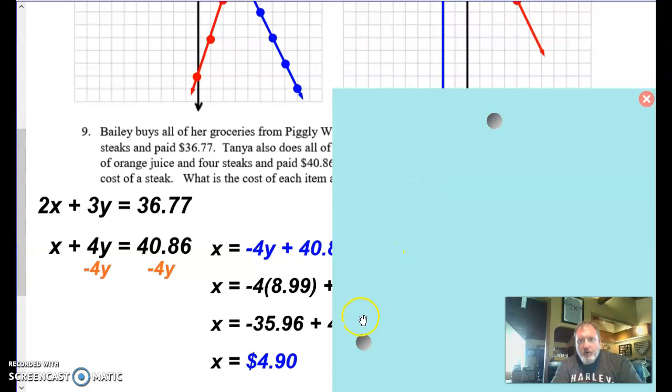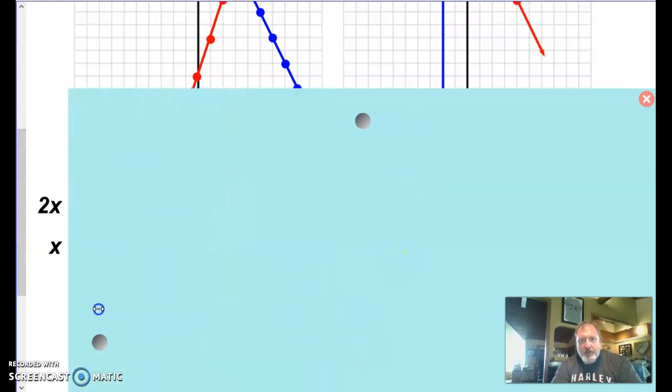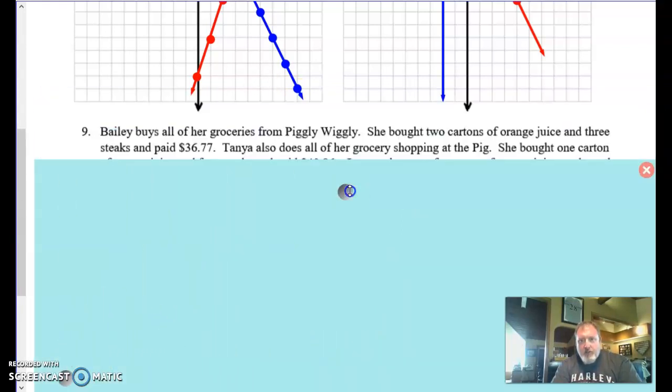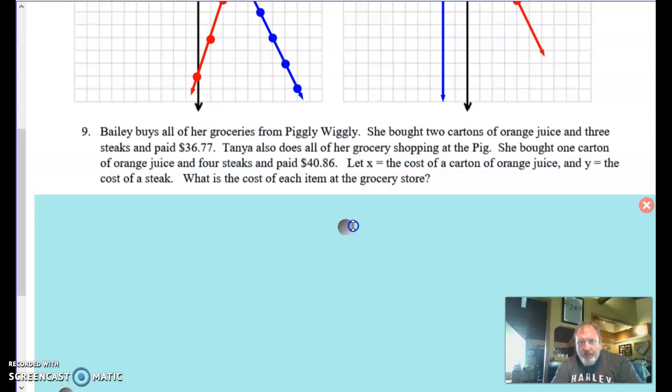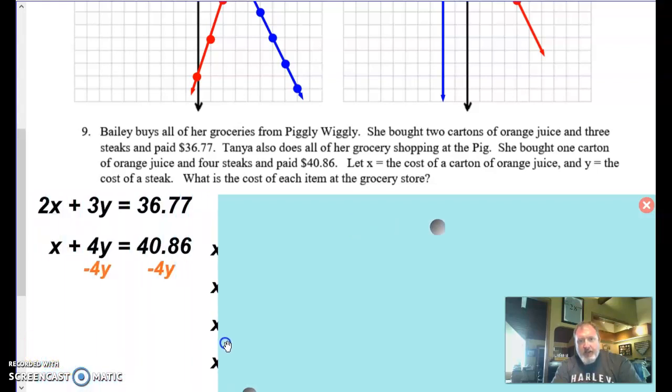All right, word problem number 9 here. So we've got two shoppers at Piggly Wiggly. We got Bailey, and then we have Tanya, both of whom are getting their groceries from the pig. And they let us know that x is orange juice and y is the cost for steaks. So Bailey bought 2 cartons of orange juice and 3 steaks for $36.77, and Tanya bought 1 carton of orange juice and 4 steaks for $40.86.